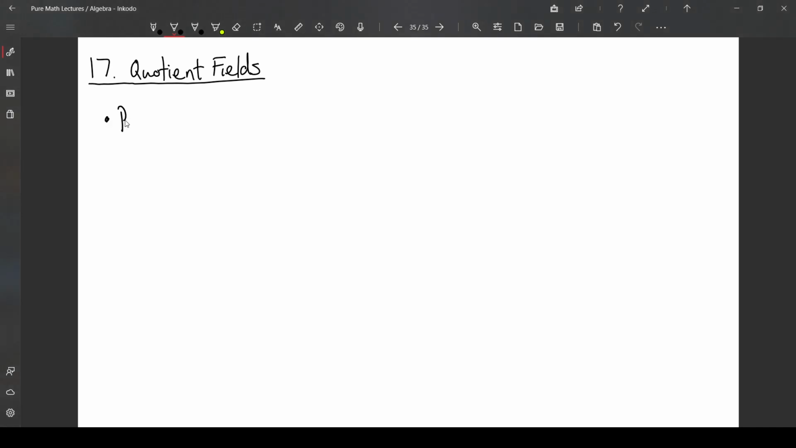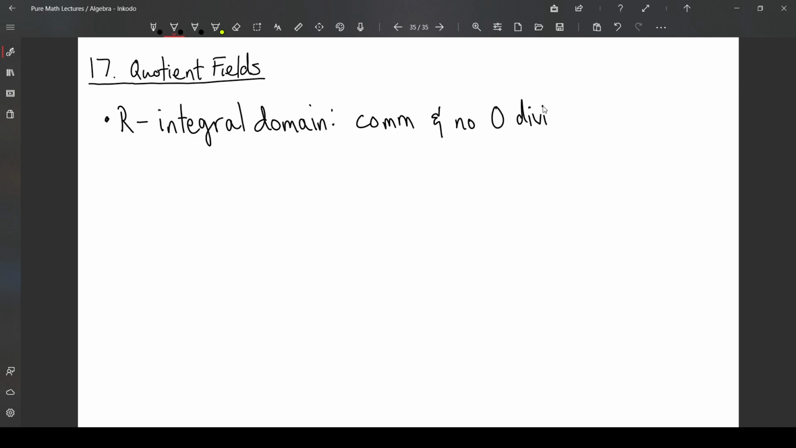Okay, so let's remind ourselves of what an integral domain is. So R is going to be an integral domain, which is commutative and it has no zero divisors. And zero divisors are non-zero elements which multiply to zero.